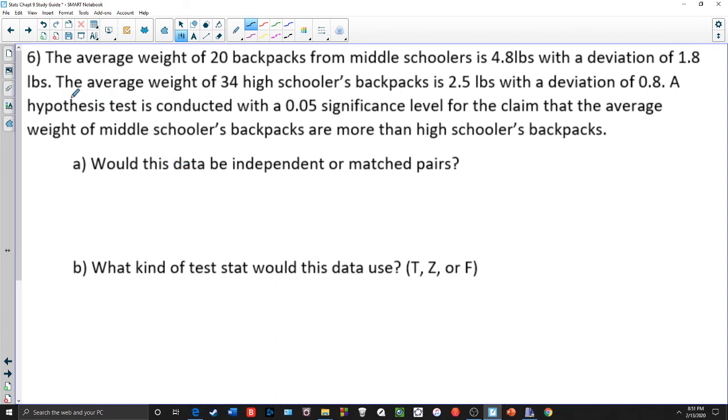And then here, so last few questions here. The average weight of 20 backpacks in middle schoolers is 4.8 pounds. Deviation is that. 34 high schoolers backpacks is 2.5 pounds. A deviation of that. A hypothesis test is conducted for a claim. So the claim is that the average weight of middle schoolers backpacks are more than that of high schoolers backpacks.